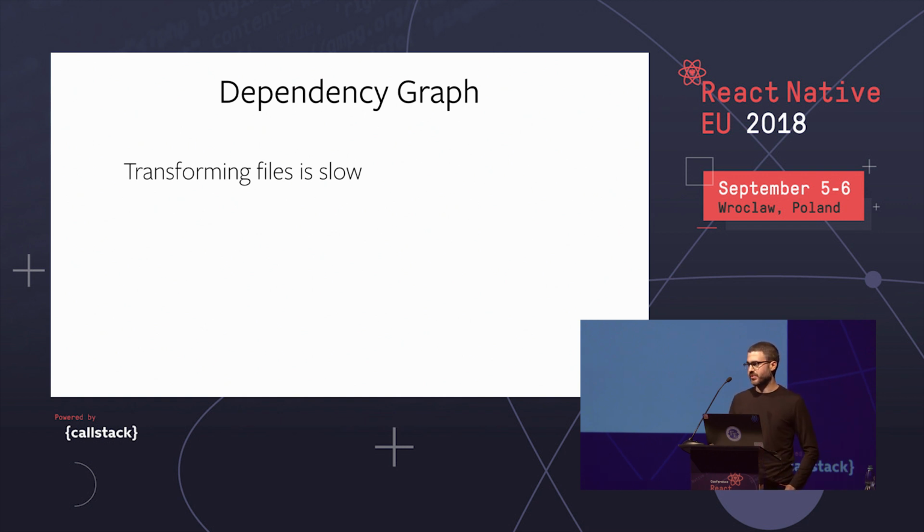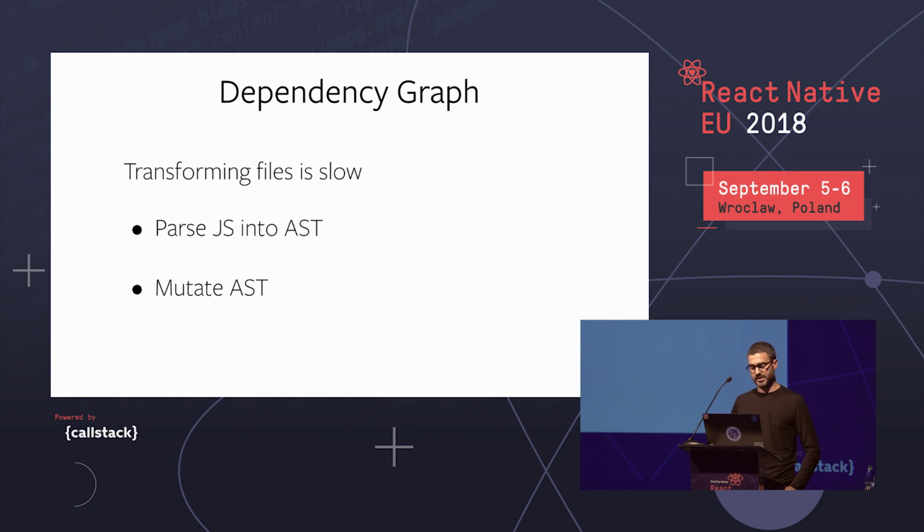So this was the generation of the graph. Turns out that this process is quite slow, and this is caused by the transformation of files, which is quite slow. That's because transforming files is a complex thing that involves a few complicated steps. The first thing is parsing JavaScript into an AST, or an abstract syntax tree. This is expensive because of the dynamic nature of JavaScript.